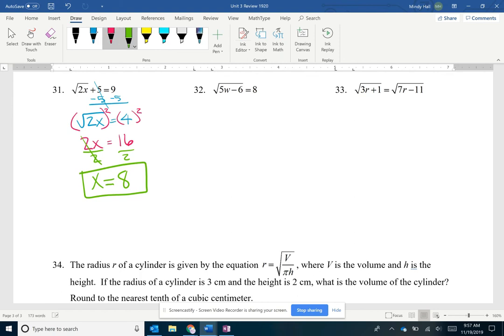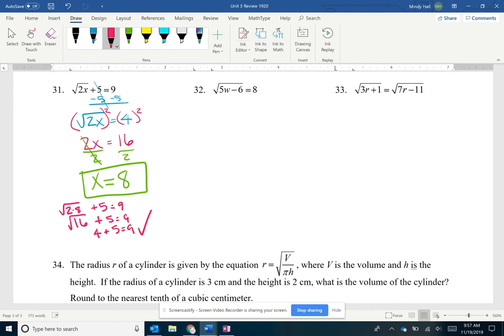Voila. Now, quick check, because it is very strongly recommended. Square root of 2 times 8 plus 5 equals 9. 2 times 8 is 16. Square root of 16 is 4, and 4 plus 5 is 9. So we are good.